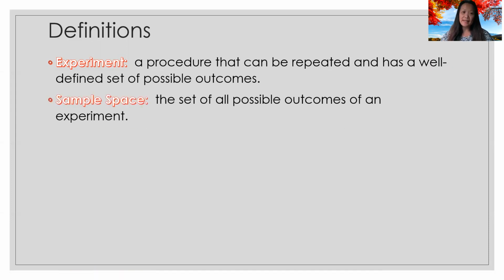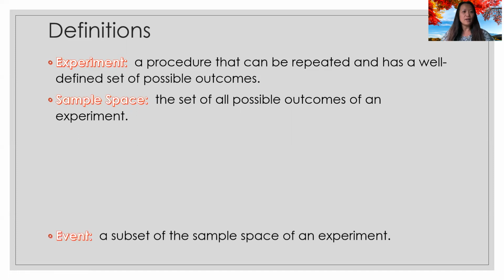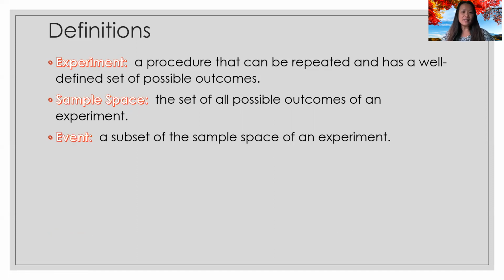Sample space is the set of possible outcomes of an experiment. So for the example of flipping a coin, the sample space would be heads or tails. And so we would say the sample size is 2 because it has 2 possibilities, okay? An event is a subset of that sample space. For example, the event could be getting tails when you are flipping the coin, okay?